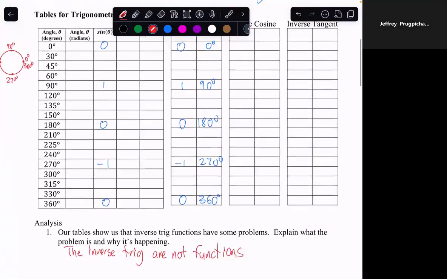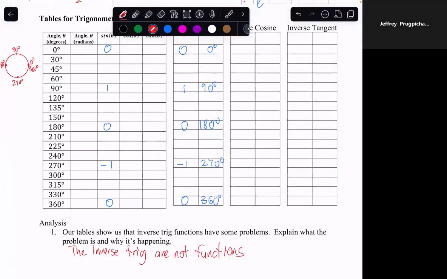Okay, so remember the reason this happened was because the original function was not what we called, back in unit 3, one-to-one, right? Yes, every x in the original function leads to a single y, but the same y can come from 2 different x's, or in this case, infinite x's.